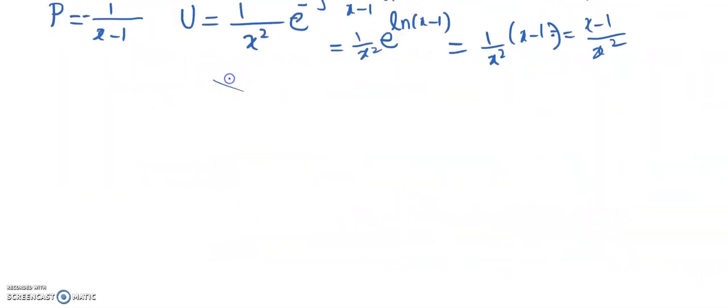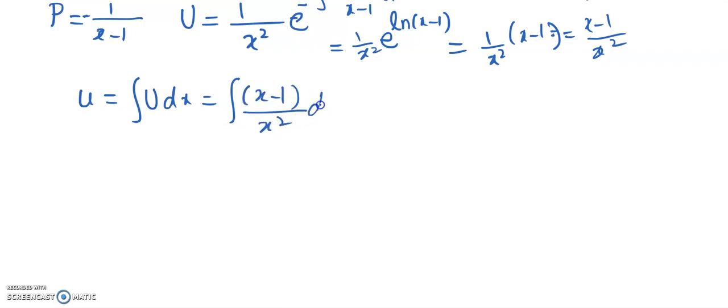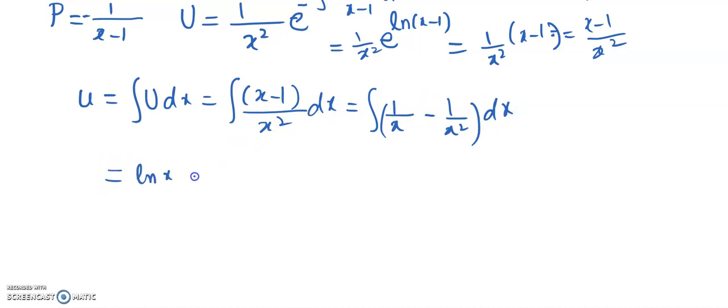So what will be the value of small u? Small u will be equal to the integral of capital U dx. So it is the integral of x minus 1 over x squared dx, which is 1 over x minus 1 over x squared dx, and its integral will be log of x, plus 1 over x.